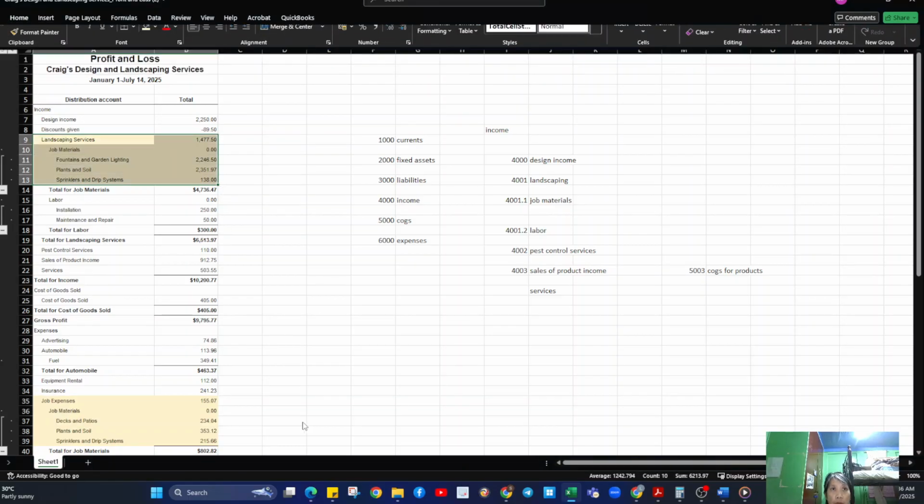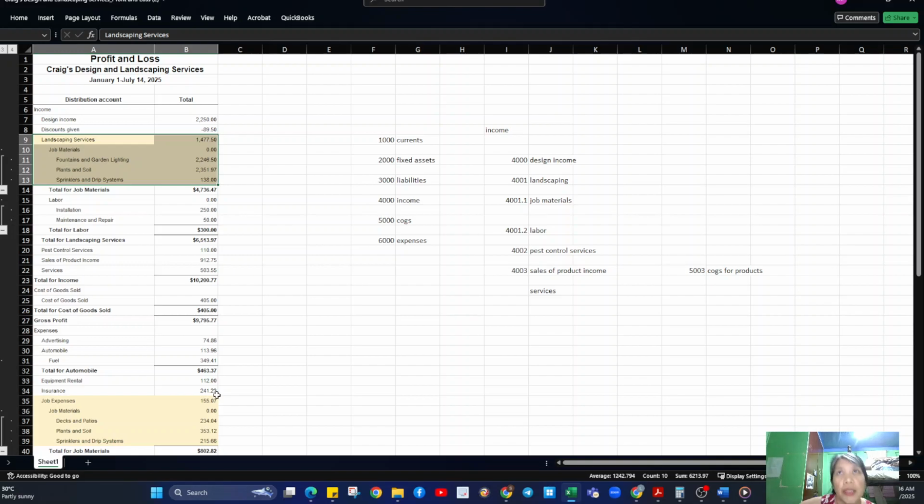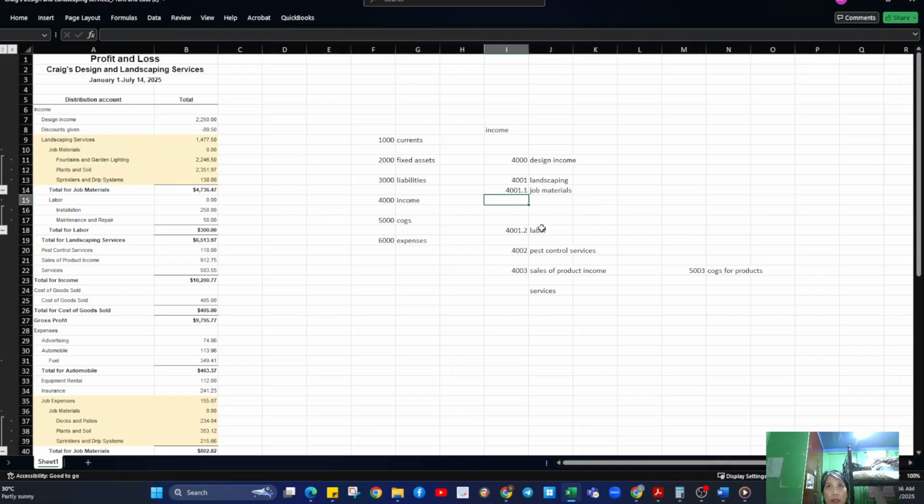What I would do is that job materials, it's here. I'll just put this up. So there, I'll play around with the numbers, and then I'll put here fountains, and then because I see here decks and patios, just move it here.